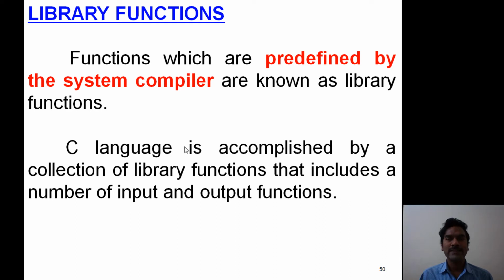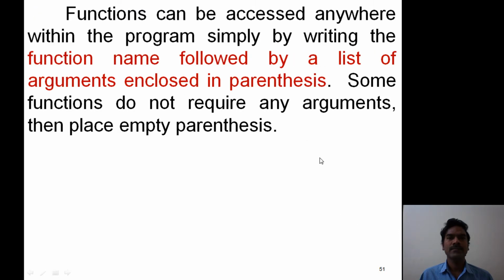C language consists of a collection of library functions that support various input and output operations. And these library functions are accessed anywhere within the current program simply by specifying the function name followed by a list of arguments placed within parentheses. That means we pass some arguments to a function, but some functions do not require any arguments.